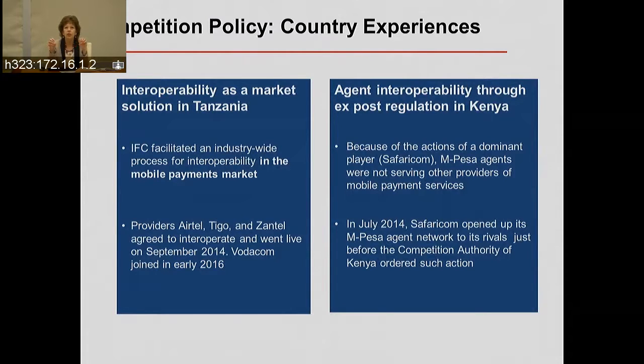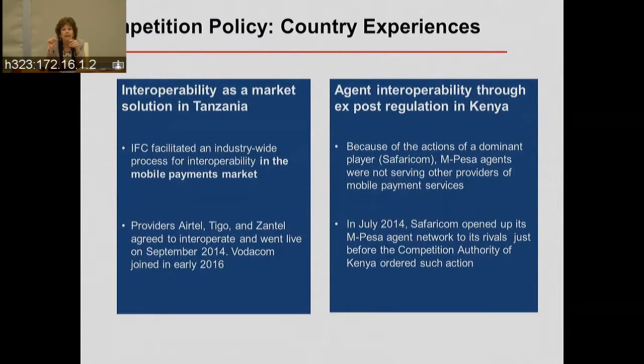So the mobile network operators, each one had their own network, and there was no interoperability. The IFC came as an honest broker and helped the coordination and discussion between these mobile network operators in such a way that by 2014, the providers, basically Airtel, Tigo, and Santel, agreed to interoperate, to interconnect their networks. The dominant player there was Vodacom, and Vodacom joined in 2016 and agreed also to join the network. So this was a guided, encouraged, but market-led solution for interoperability between mobile network operators that were providing financial services in Tanzania.